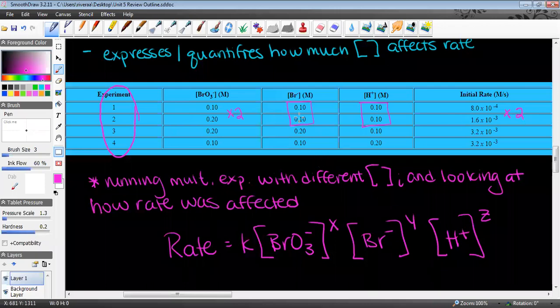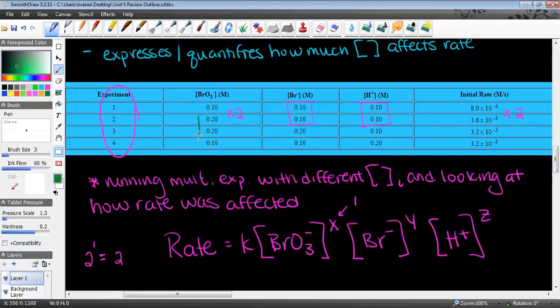Okay. So when I double this concentration, I double the rate, that means this exponent is a 1. That means it's first order, right? If I double this thing and the result is a double, I must have raised it to the first power, right? That's how I get that exponent. Let's look at what happens in another experiment.